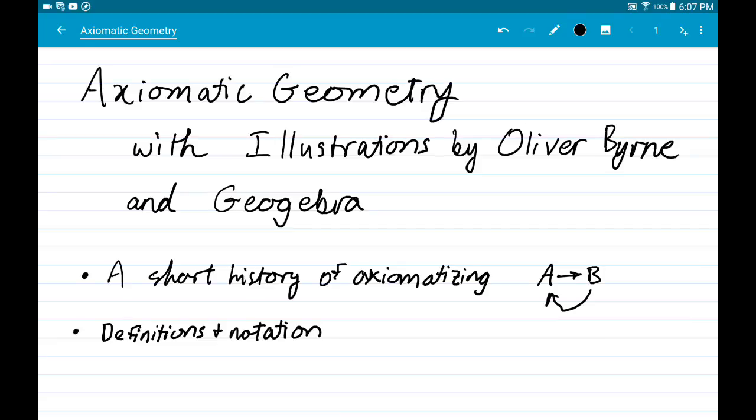To continue the explanation, let's talk about why we would want to axiomatize anything at all. Well, the history of axiomatizing geometry actually provides a good set of answers to that question. So, of course, even primitive, pre-civilized people had physical intuitions, geometric intuitions that would allow them to reason about space, distance, size, shape, and so on.